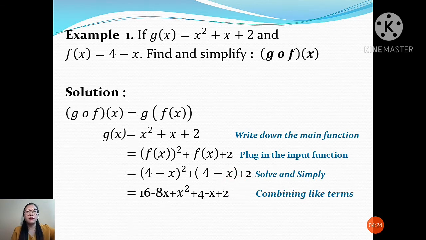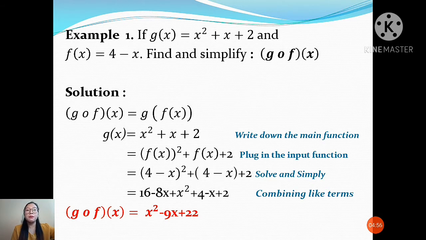Now, to get the final answer, we have to combine like terms. So it will become x². Then -8x plus -x is -9x. Then add the constants: 16 plus 4 plus 2 is 22. So the final answer for g ∘ f(x) is x² - 9x + 22.